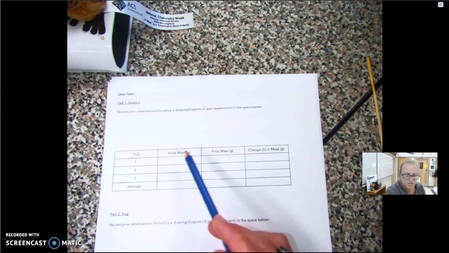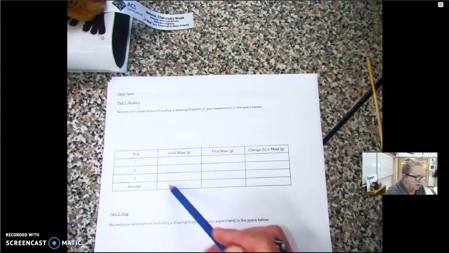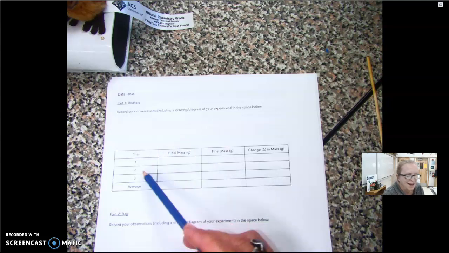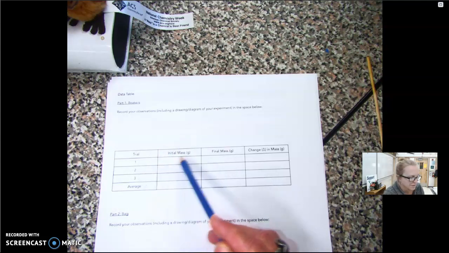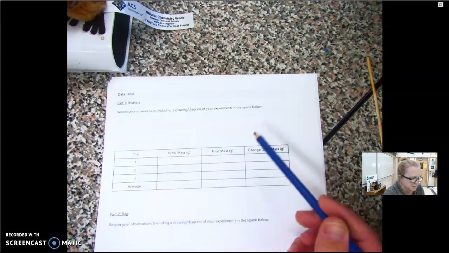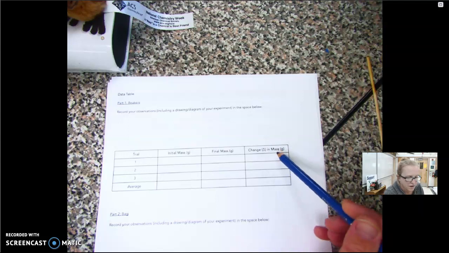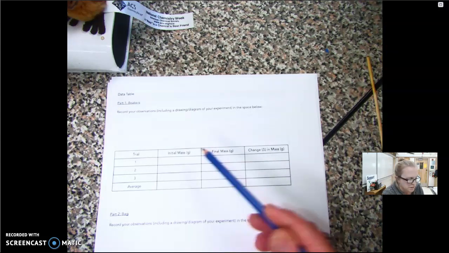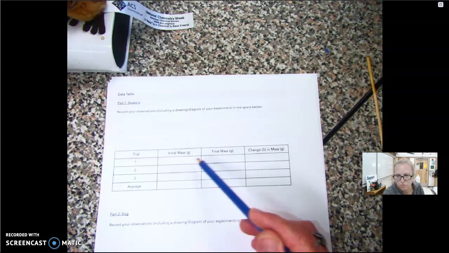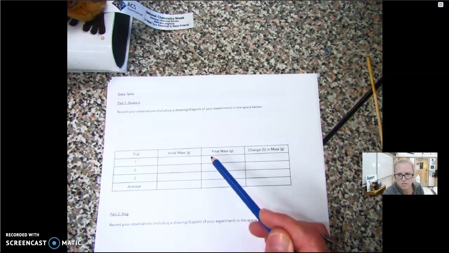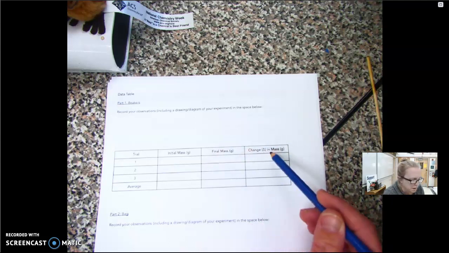Remember, the average is just a sum. Divide it by 3 because you're adding up 3 different numbers, right? 3 initial masses. So sum, take an average. So this total divided by 3. Okay? To find the change in mass, you're going to take your final mass and subtract your initial. Or either way, we just want the difference. So it's going to be the absolute value of that. No negative numbers needed. Just the difference.